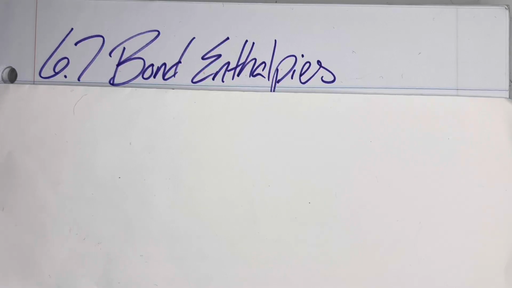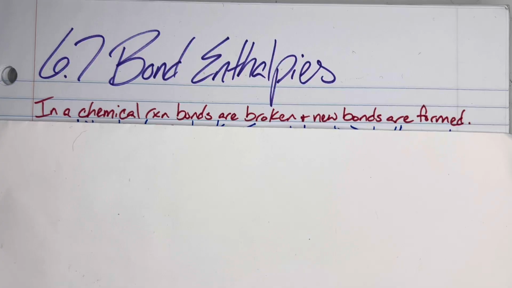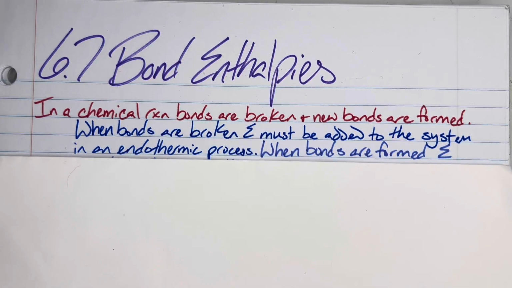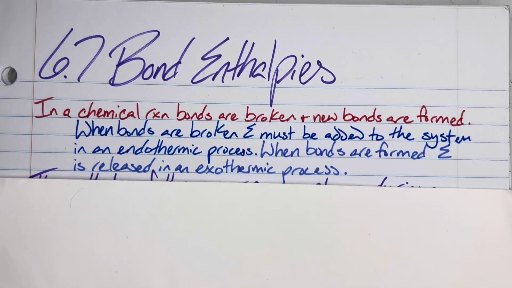AP Chemistry, Unit 6.7, Bond Enthalpies. In a chemical reaction, bonds are broken and new bonds are formed. And when bonds are broken, energy must be added to the system in an endothermic process. And when bonds are formed, energy must be released in an exothermic process.